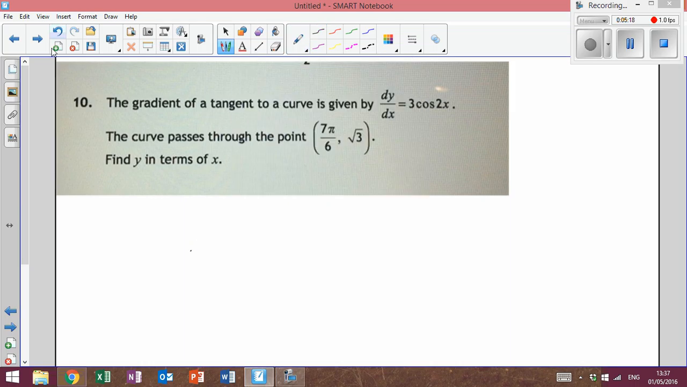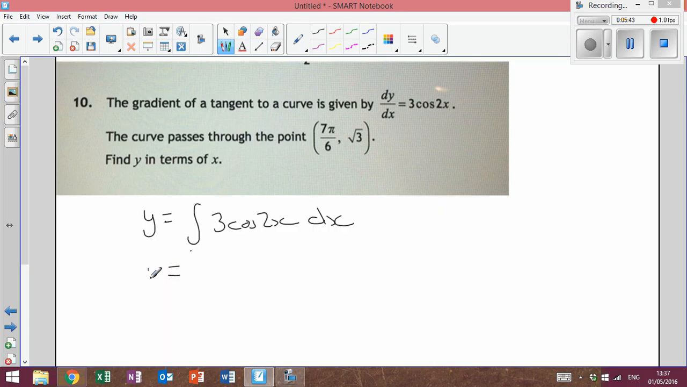Okay, so y is going to be equal to the integral of 3 cos 2x with respect to x. So to get our original equation, I need to integrate. Key thing here is that the 2 means that it's essentially undoing the chain rule, so we're going to have to be careful with our integration to make sure we do it properly.